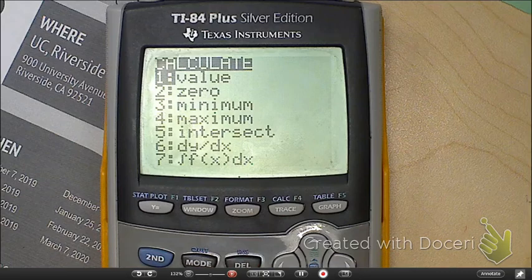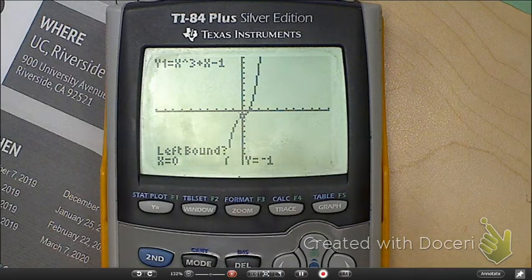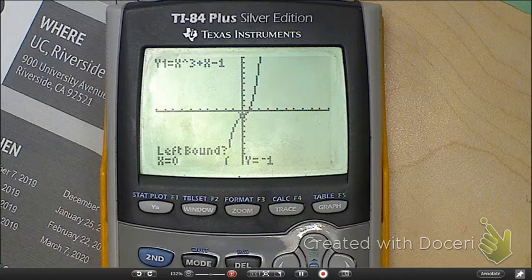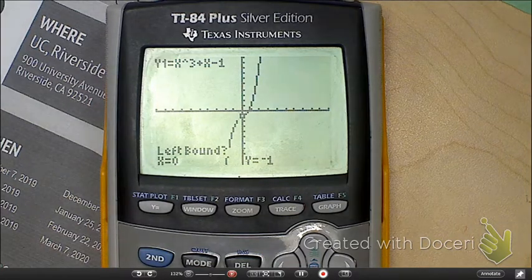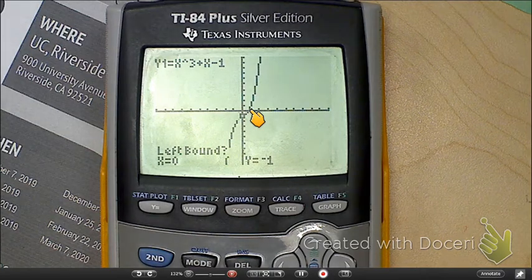Which one do you think we're going to use to find a 0? The second one, the 0. So we push 2. Now, it is going to ask you for a left bound. Here's what that means. If you had to estimate the value here, we already know it's like 0.68 something because we found it on Desmos.